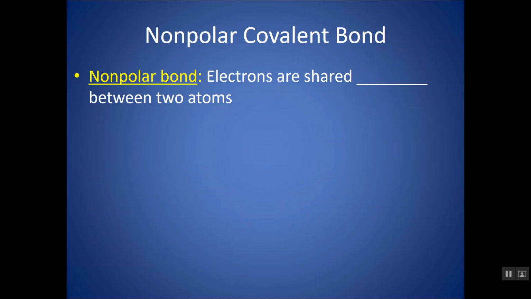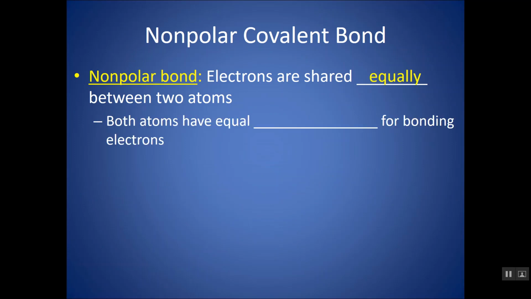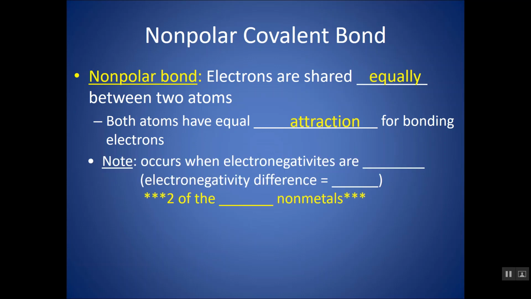So a nonpolar bond is when electrons are shared because it's covalent, okay, but they are shared equally between the 2 atoms. So in a nonpolar covalent bond, in order for these electrons to be shared equally, both atoms have to have an equal attraction for these electrons. And what is an attraction for electrons? That's the definition of electronegativity. So this is going to occur when electronegativities are equal, or in other words, when the electronegativity difference is 0.